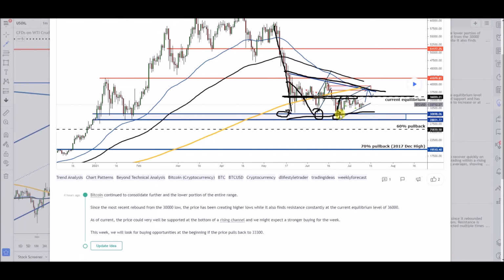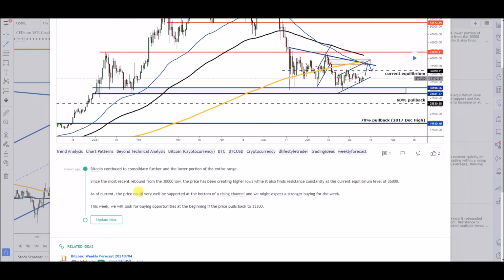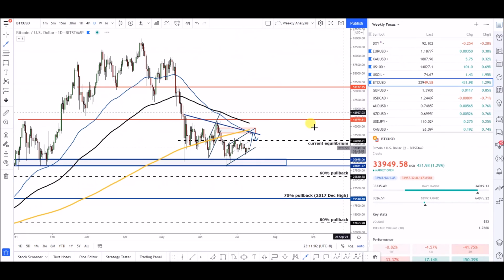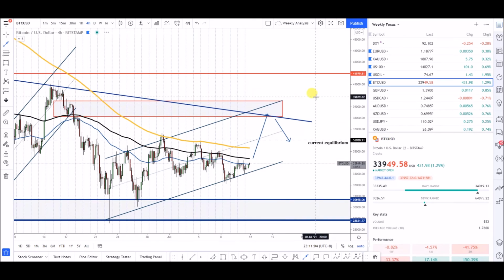But however, we are also seeing that the lows are getting higher, and it is now well supported at this trend line. All right. So as of current, the price could very well be supported at the bottom of a rising channel, and we might expect a stronger buy-in for the week. So this week, we will look for buying opportunities at the beginning if the price pulls back to 33,300. So let's go and take a look at the chart itself.